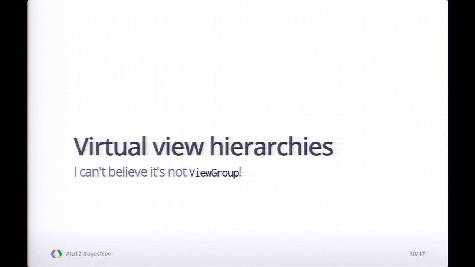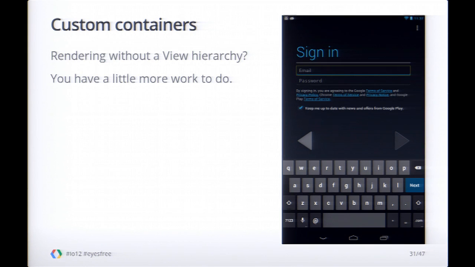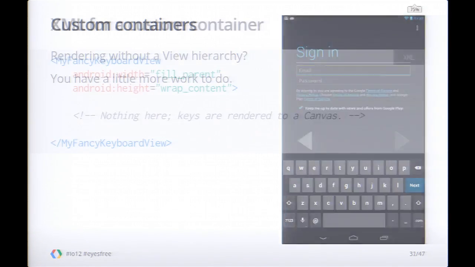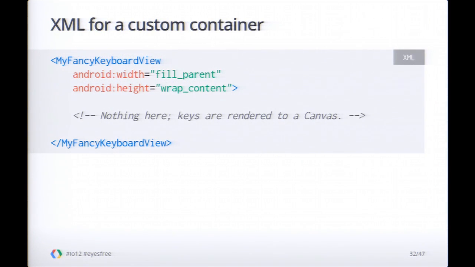All right, so sometimes it gets a little bit more complicated than that. So let's say you've made this really awesome keyboard. And so here's what it looks like on screen. You've got a bunch of cool little buttons that you're rendering in code. So instead of having actual views for each one of these buttons, you're just drawing them onto the screen. Here's what the XML for that would look like.